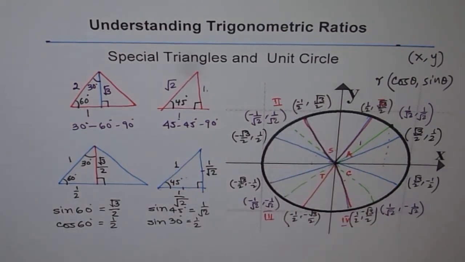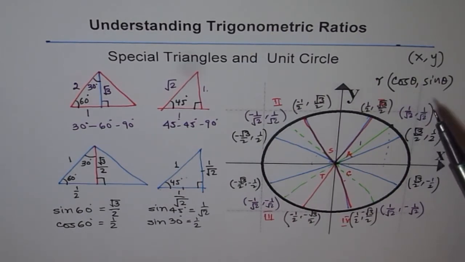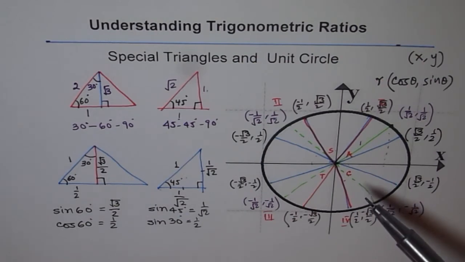So what I've tried to show you here is a correlation between our special triangles and the unit circle. The beauty of the unit circle is that from the x coordinate, you get the cosine value, and from the y coordinate, you get the sine value for 360 degrees. If you are doing the work in radians, now let me get back to that.